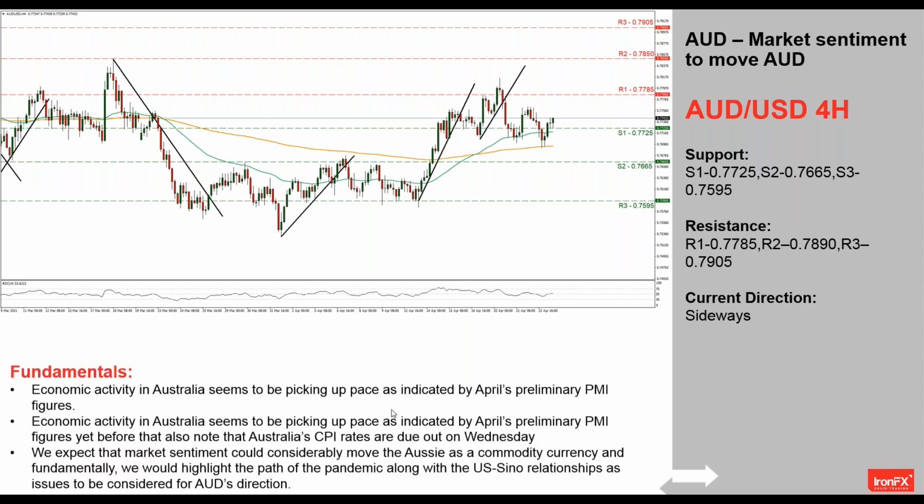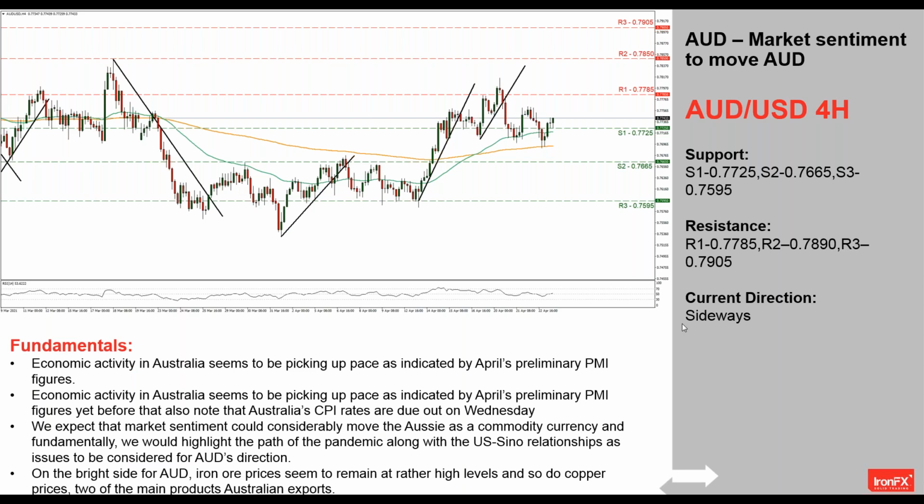On the fundamentals of the Aussie, now, economic activity in Australia seems to be picking up pace, as indicated by April's preliminary PMI figures, and that could prove to be a positive for the AUD. On the other hand, we also intend to focus on the release of China's NBS PMIs for April on Friday's Asian session, with most interest being placed in the manufacturing sector, as that could affect Australian exports of raw material. Yet before that, on Wednesday, we also get Australia's CPI rates, which could create substantial volatility for the Aussie.